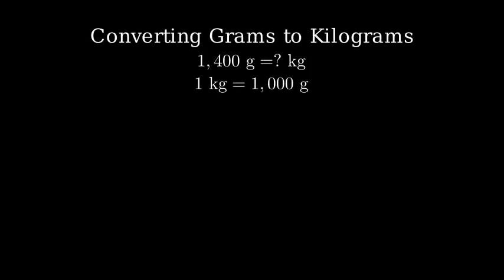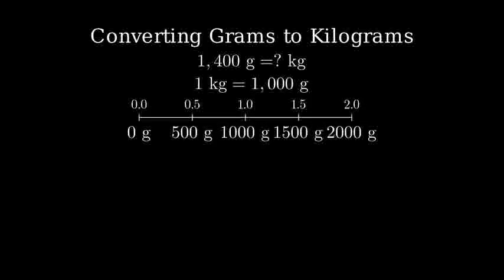1 kilogram is equal to 1,000 grams. We can think of this like a number line, where each step of 1 kilogram represents 1,000 grams. To convert 1,400 grams to kilograms, we need to divide by 1,000. This is because there are 1,000 grams in 1 kilogram.